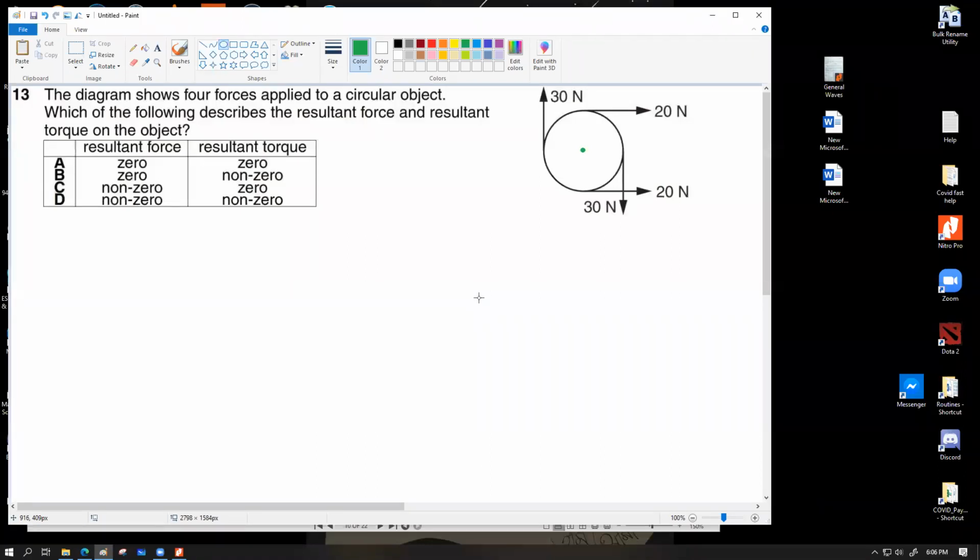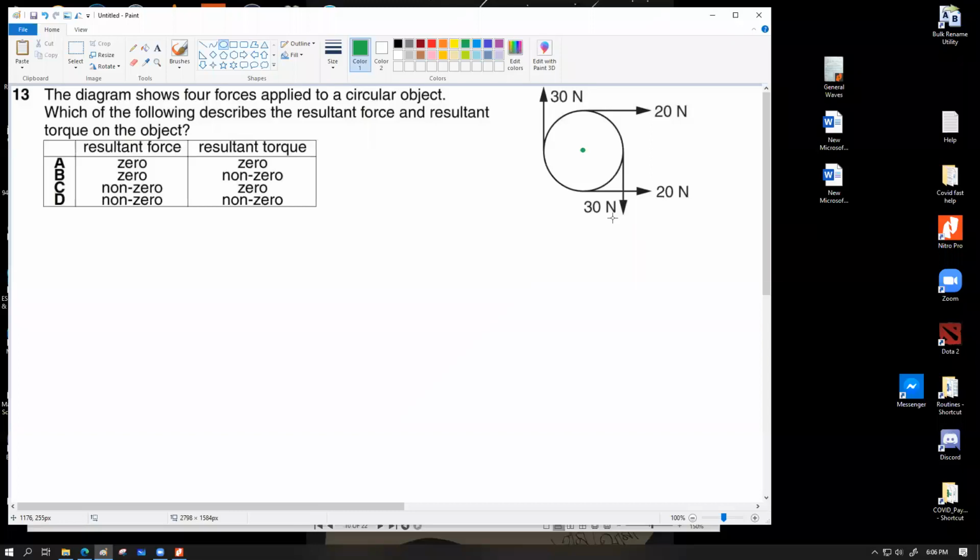If you consider the center as the pivot point, this 20 Newton and this 20 Newton should cancel each other out in terms of moment. If this one is producing a clockwise moment, this other 20 Newton is producing an anti-clockwise moment. So these two produce equal and opposite moments and cancel out each other's moment value. But these two 30 Newton forces are not going to cancel each other out, because they are essentially producing a couple.